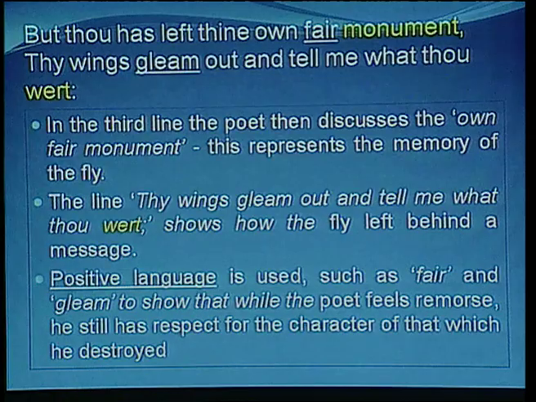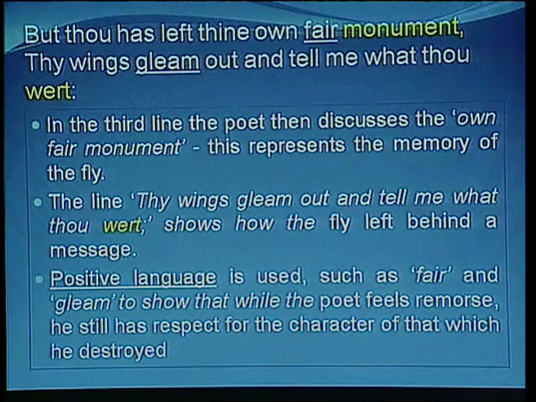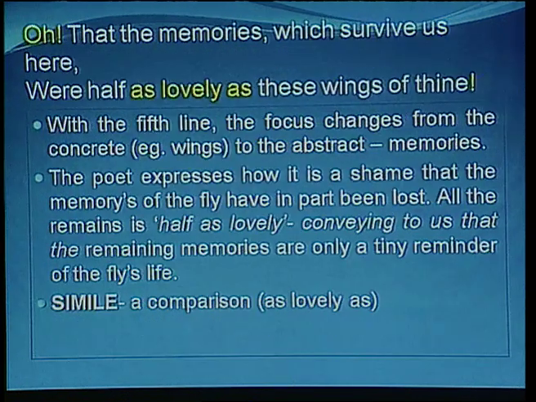The line, thy wings gleam out and tell me what thou wert, shows us how the fly has left behind a message. Positive language is used here, such as fair and gleam, to show that the poet feels remorse, but there is a lot of respect for the fly, and that respect is reflected in the language, fair and gleam. Oh, that the memories which survive us here were half as lovely as these wings of thine. The fifth line starts with an interjection, oh.